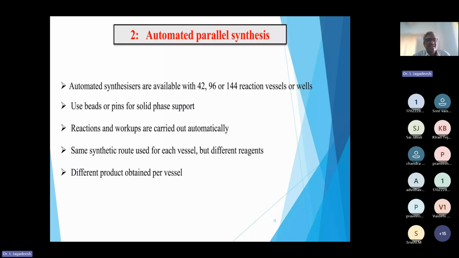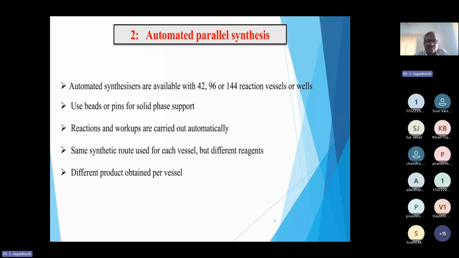Automated parallel synthesis. In this case, we use a synthesizer containing well plates. The reaction vessels can number 42 or 96 or 144, completely as a set. In that we use the beads or the pins which are used as solid phase supports, depending upon the shape we are taking. Reactions and workups can be done in a combined way or individually, as with the tea bag. And these well plates are automatically taken by the synthetic robotic arms and go for further screening and evaluation.